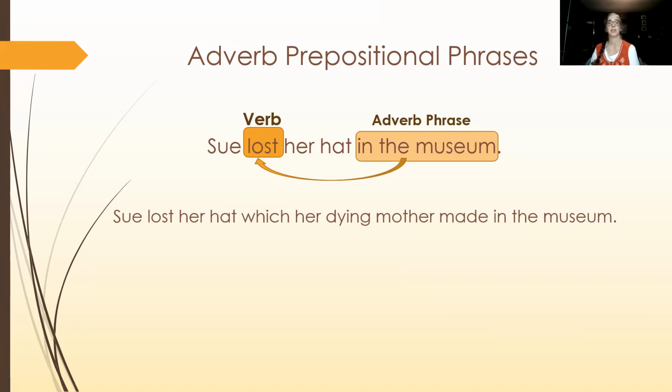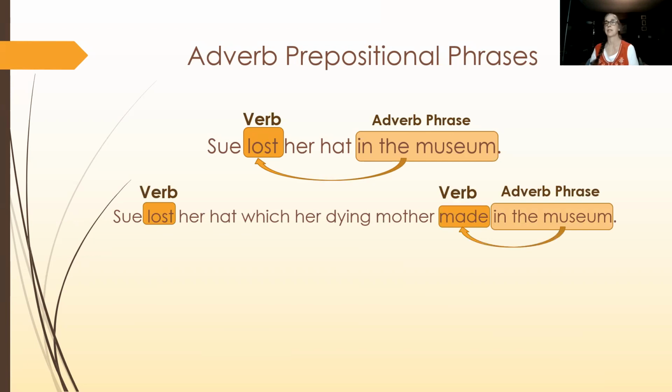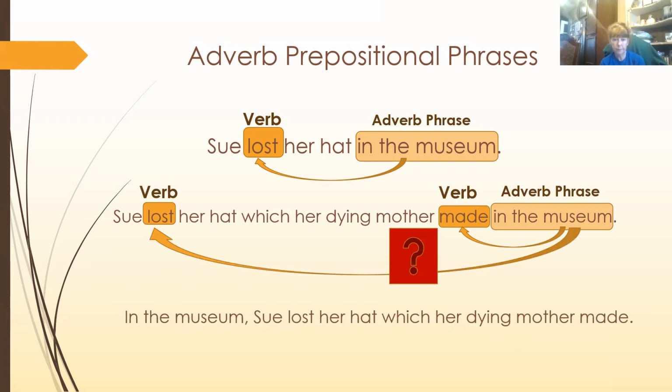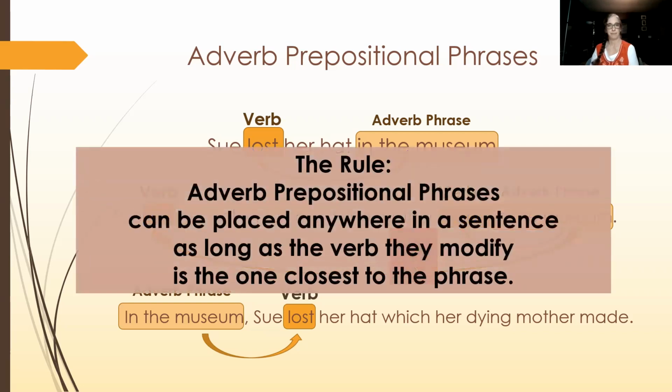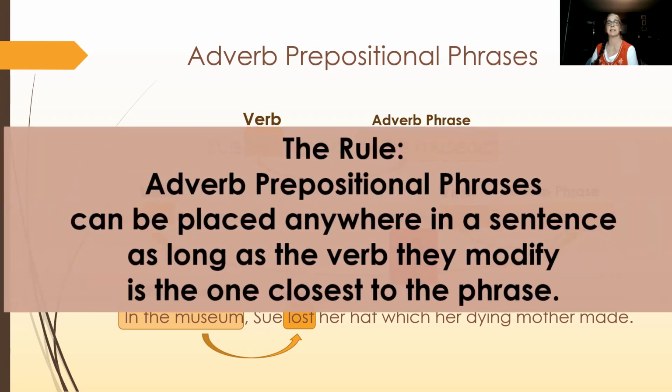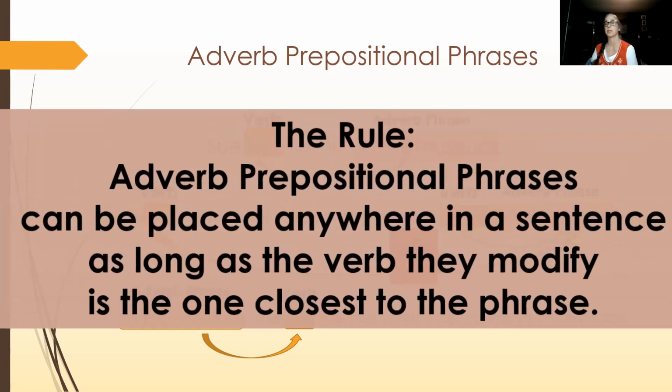Now let's look at this one. Sue lost her hat, which her dying mother made in the museum. Guess what? Now it sounds like her dying mother made the hat in the museum. How are we going to rewrite that? Remember, we can put it anywhere. In the museum, comma, introductory phrase. Sue lost her hat. And then I'm able to add that other information. But you've got to keep that adverb phrase as close to the verb that it's modifying, right? Adverb prepositional phrases can be placed anywhere in a sentence as long as the verb they modify is the one closest to the phrase.